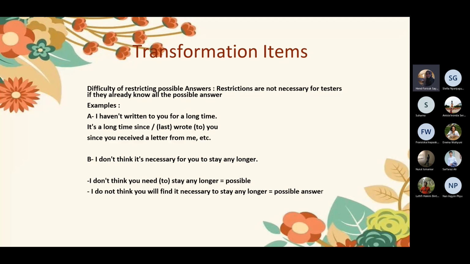Transformational items, difficulty of restricting possible answers. Sometimes the teacher wants to test whether the students are restricting their answers or not. For example, if I am the teacher and I want to ask them about a specific aspect of the grammar, I should consider that the question I'm asking should probably have possible answers, not just one, but many answers. An example would be, I haven't written to you for a long time. We can write it in many different ways. It's a long time since you wrote to me. Since you received a letter from me. It has different formation variations, I mean.